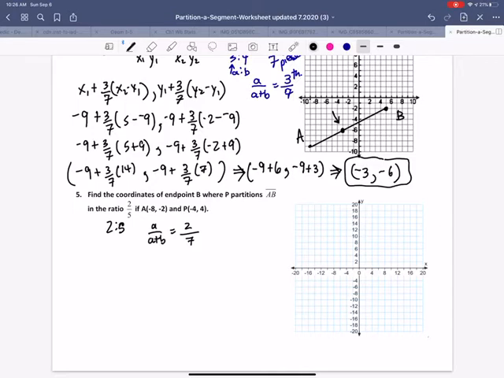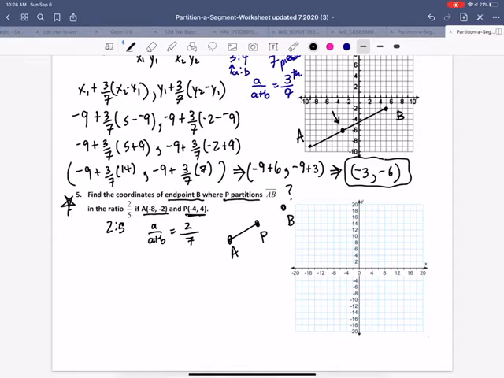But they're being kind of sneaky here. It says find the coordinate endpoint B where P is the partition point, and they're actually telling you where P is, not B. So what they're saying is if A is here and P is here, where is B? This is a slightly different question. Sneaky. Okay, so let's take a look.